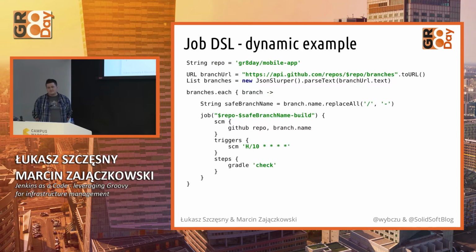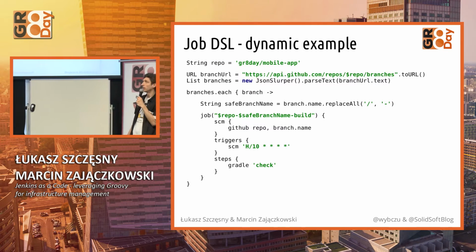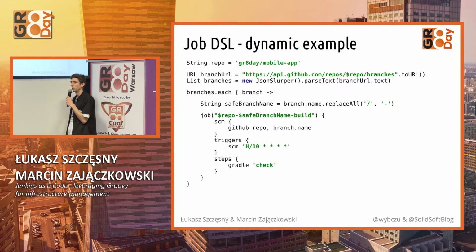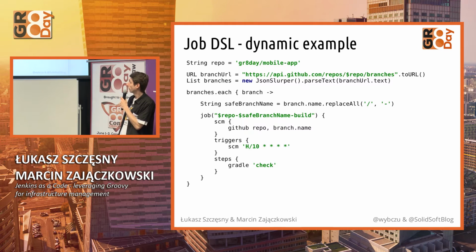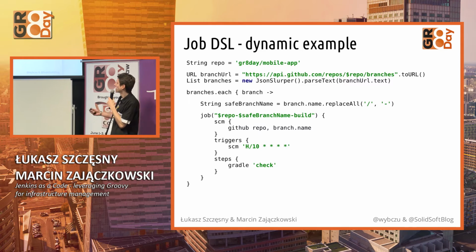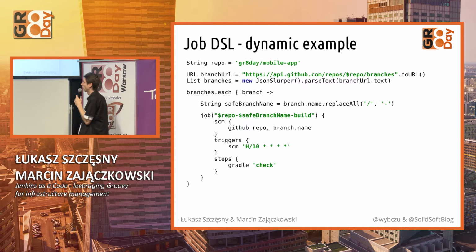As I already mentioned, there is Groovy under the hood, so we can leverage it to create more complicated scripts. Here we take branches available in our GitHub project, and after that we parse the received JSON file using JSON slurper available in Groovy, and having the list of available branches, we can create a separate project for each branch. Still, it's much easier than clicking a number of jobs in Jenkins manually.